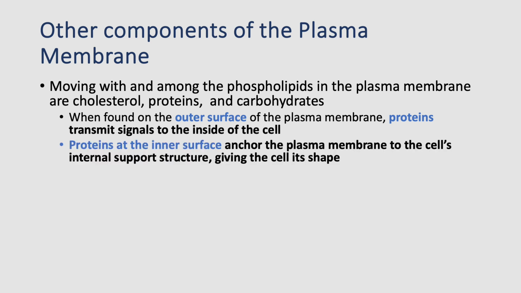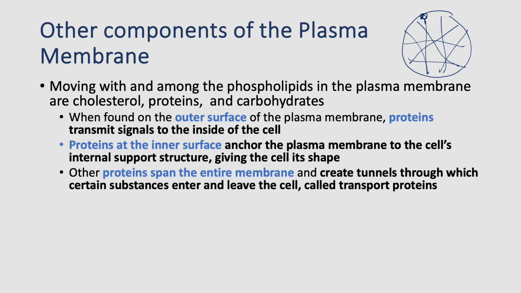Now, we also have proteins on the inner surface, which are used to anchor the plasma membrane to the cell. If you take a look at a cell, there are structures called cytoskeletons that run through the cell. Proteins on the inside of that plasma membrane are used to anchor those and keep the cell shape.